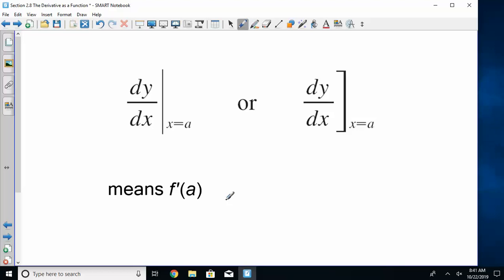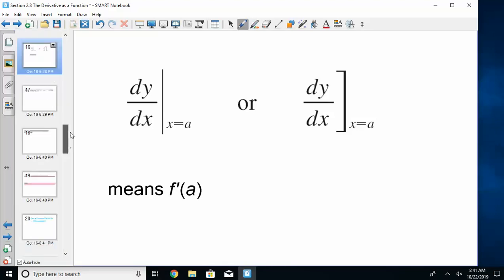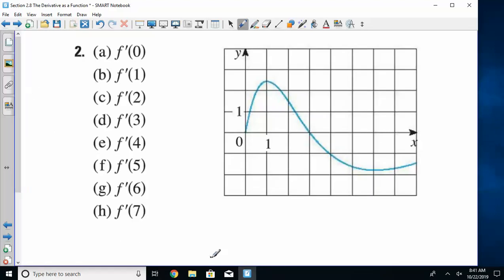I think that's where I want to stop today. But actually, let's flip to the very back. I put some extra examples on here, and I want to look at this problem number 2 on the back.